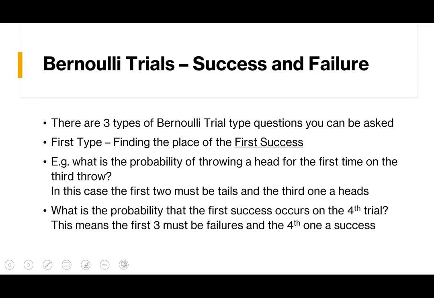When I talk about Bernoulli trials, there are 3 types of question I can be asked. The first type would be finding the place of the first success. For example, what is the probability of throwing a head for the first time on the third throw? In this case, the first 2 must be tails and then the third one must be a head. What is the probability that the first success occurs on the 4th trial? That would mean that there has to be 3 failures and the 4th one specifically has to be the success.